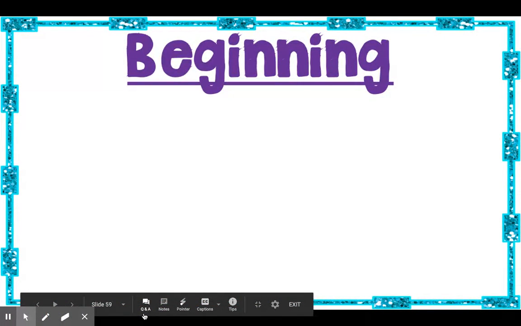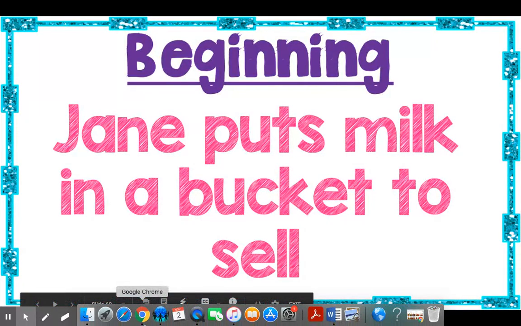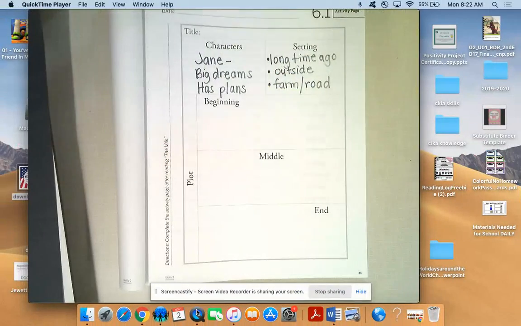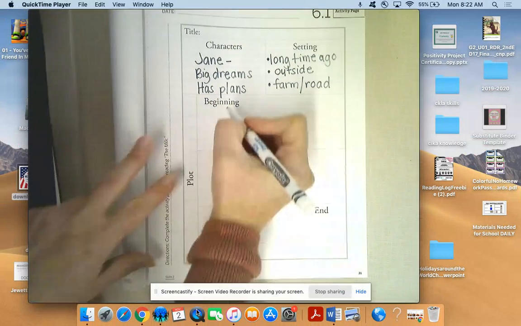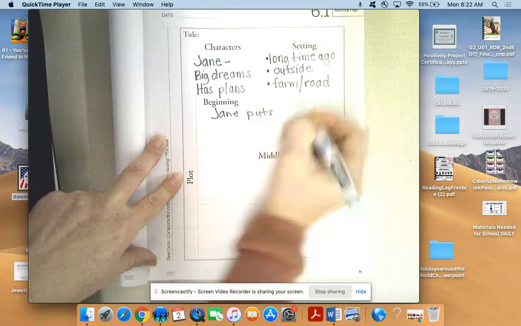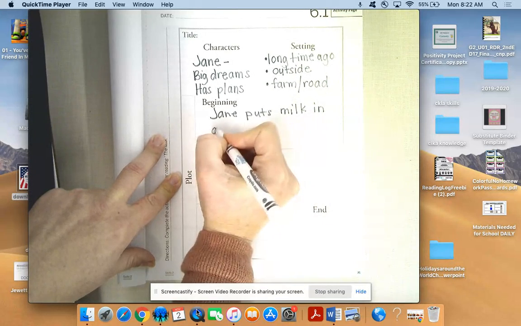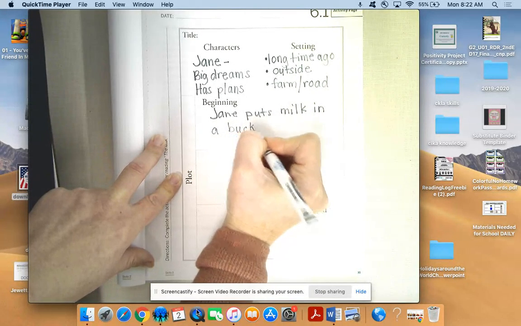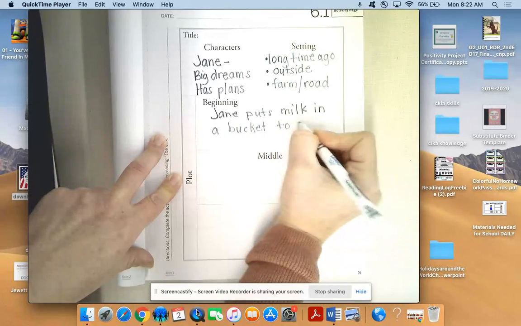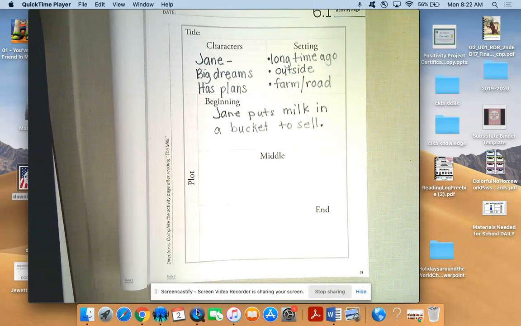The beginning of the story. Let's think back to what happened in the beginning. Jane puts milk in a bucket to sell. So that's what happened in the beginning of the story. Let's get that down. Milk in a bucket to sell. And again, you might need to pause this because you might need a moment to get that down on your paper.